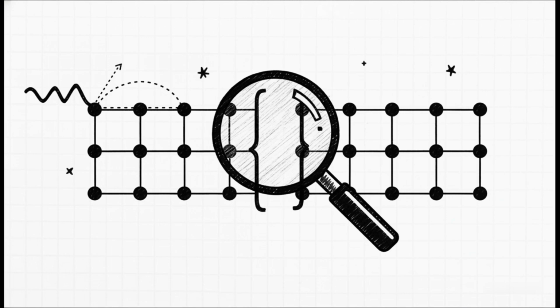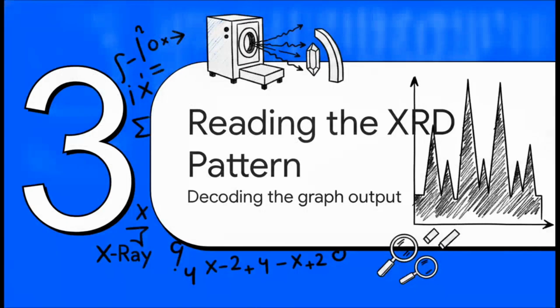Now, because we already know the wavelength of our X-ray machine, and we know the angle theta where the detector found a strong signal, we can use this little equation to easily solve for d. And boom, we've just revealed the hidden atomic layout of the material. Which brings us to section 3, reading the XRD pattern.